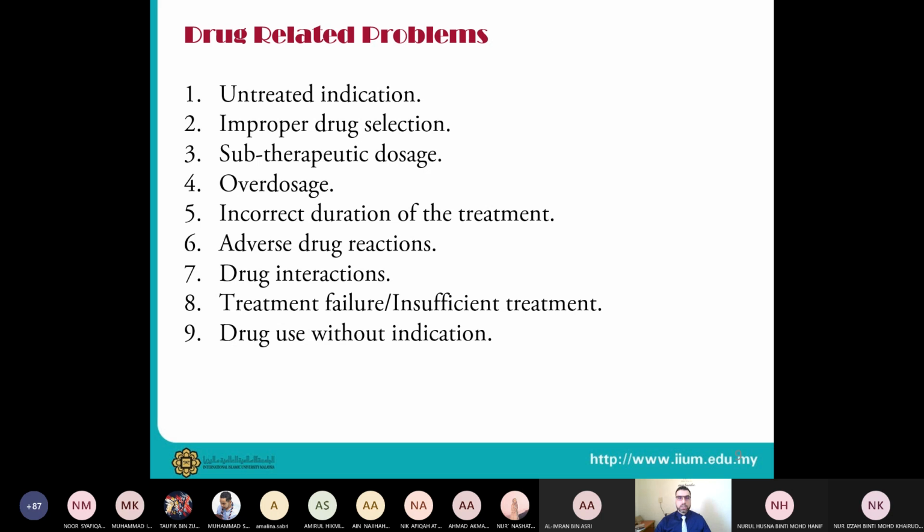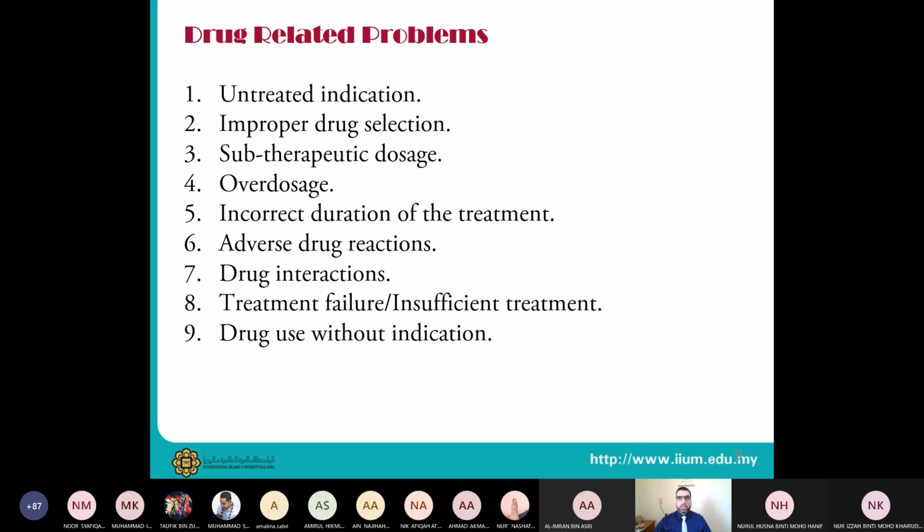The third one is, the first question we ask is, is this medication indicated? The second, is it appropriate to be used in this particular patient? If yes, we move to the third question: is the dose correct or not? Whether it is subtherapeutic or overdosing. Subtherapeutic means you give lower than therapeutic doses. Overdose is more than the therapeutic range.